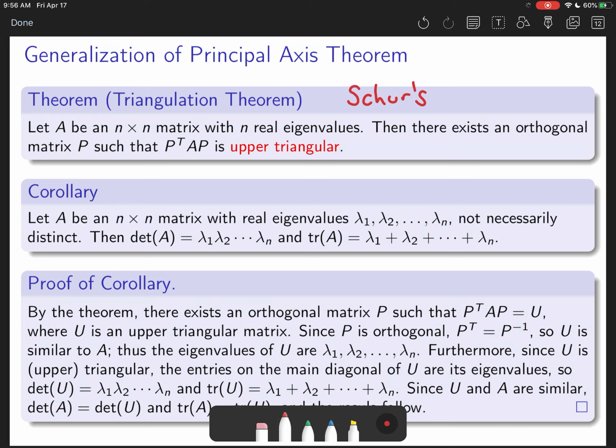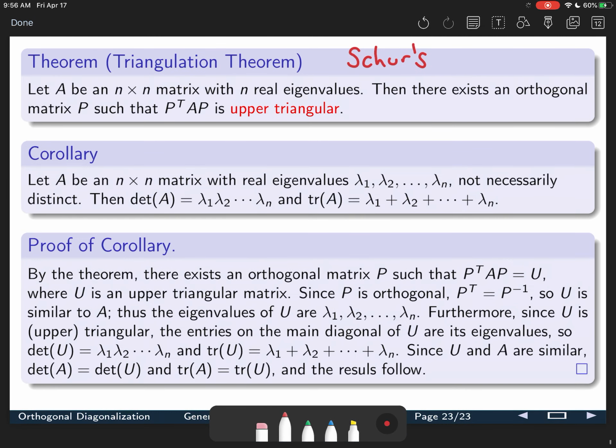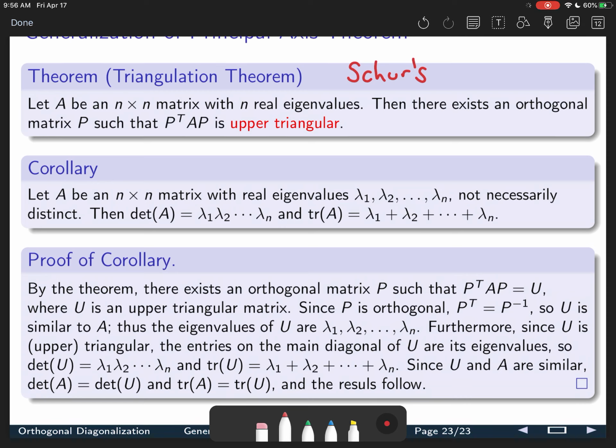Also, the trace of the matrix, which is just adding up the diagonal entries, is the sum of the eigenvalues. And this is just with any square matrix A. We have those two facts because we know that all square matrices are similar to an upper triangular matrix. And when two matrices are similar to one another, they share eigenvalues.